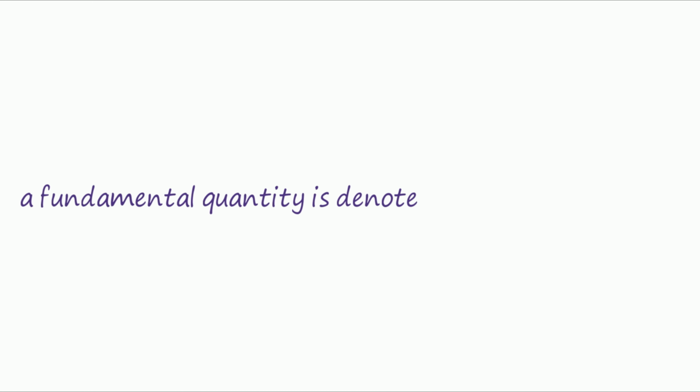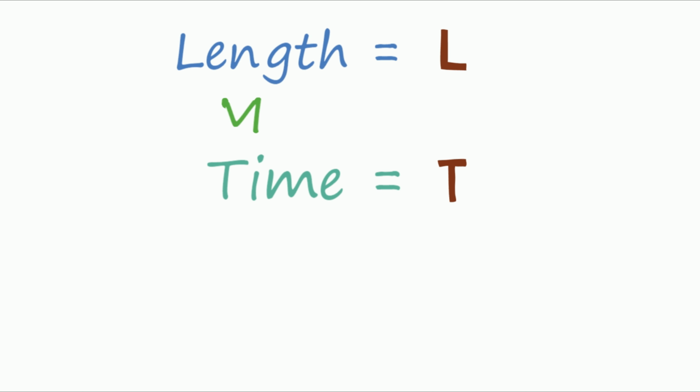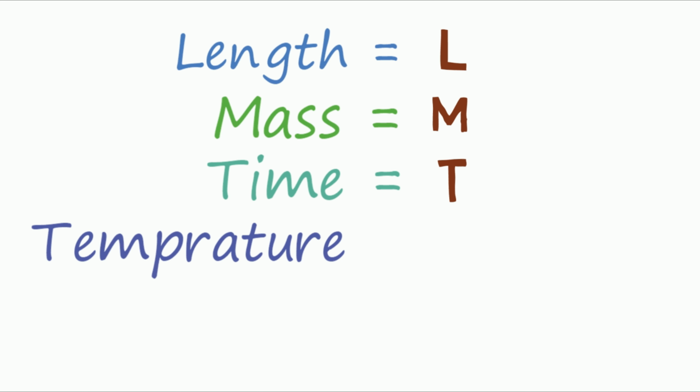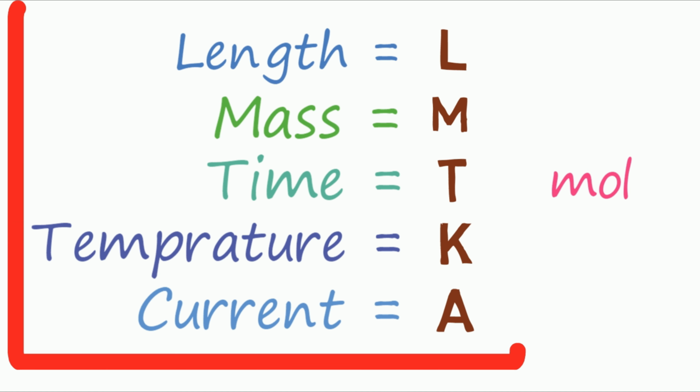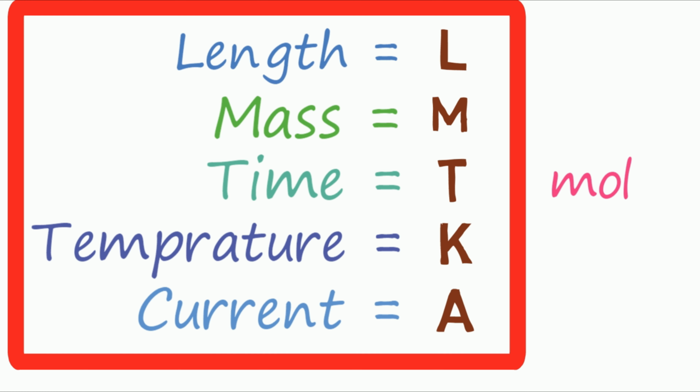So every fundamental quantity is denoted with a capital letter, and using these letters I will derive the dimensional formulas. So let's start with length, which is L, for time it's T, for mass it's M, for temperature we use K, for current we have A. We also use mole for the amount of substance, but we won't be using that much. So using these symbols I will be explaining dimensional formulas.